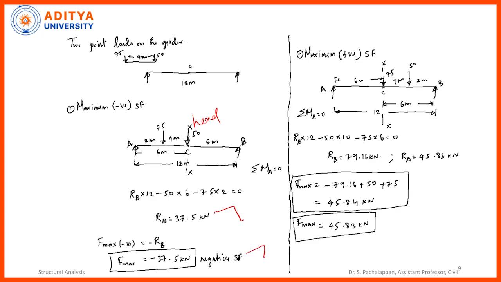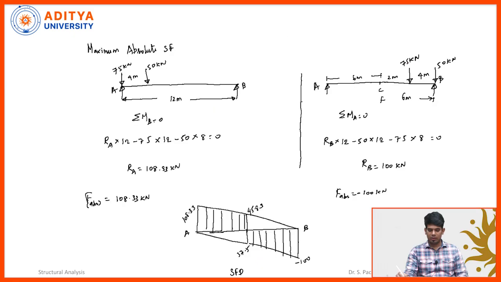In the second case, I am going to keep the tail of the load in the XX section and then calculate the RB value and then the maximum positive shear force. Absolute maximum shear force is nothing but you keep the tail of the load at A and then calculate the RA value. You keep the head of the load at B and calculate the RB value.